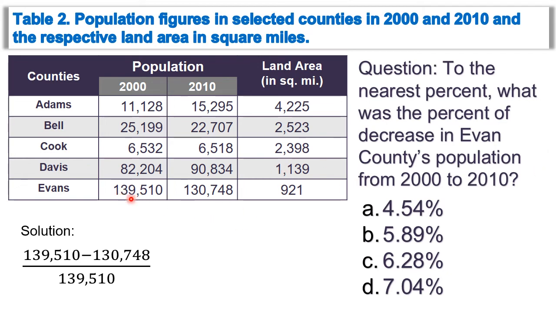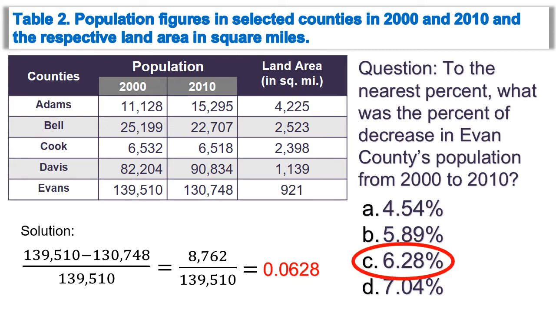So we are going to use the same solution as we had discussed previously. The 139,510 will be subtracted by 130,748 to know what had decreased, and divided by the original population during year 2000. So this is the difference, 8,762, then divided by 139,510. We got the answer 0.0628. We are going to move two decimal places to the right. So our answer is letter C, 6.28%. Did you get it right?